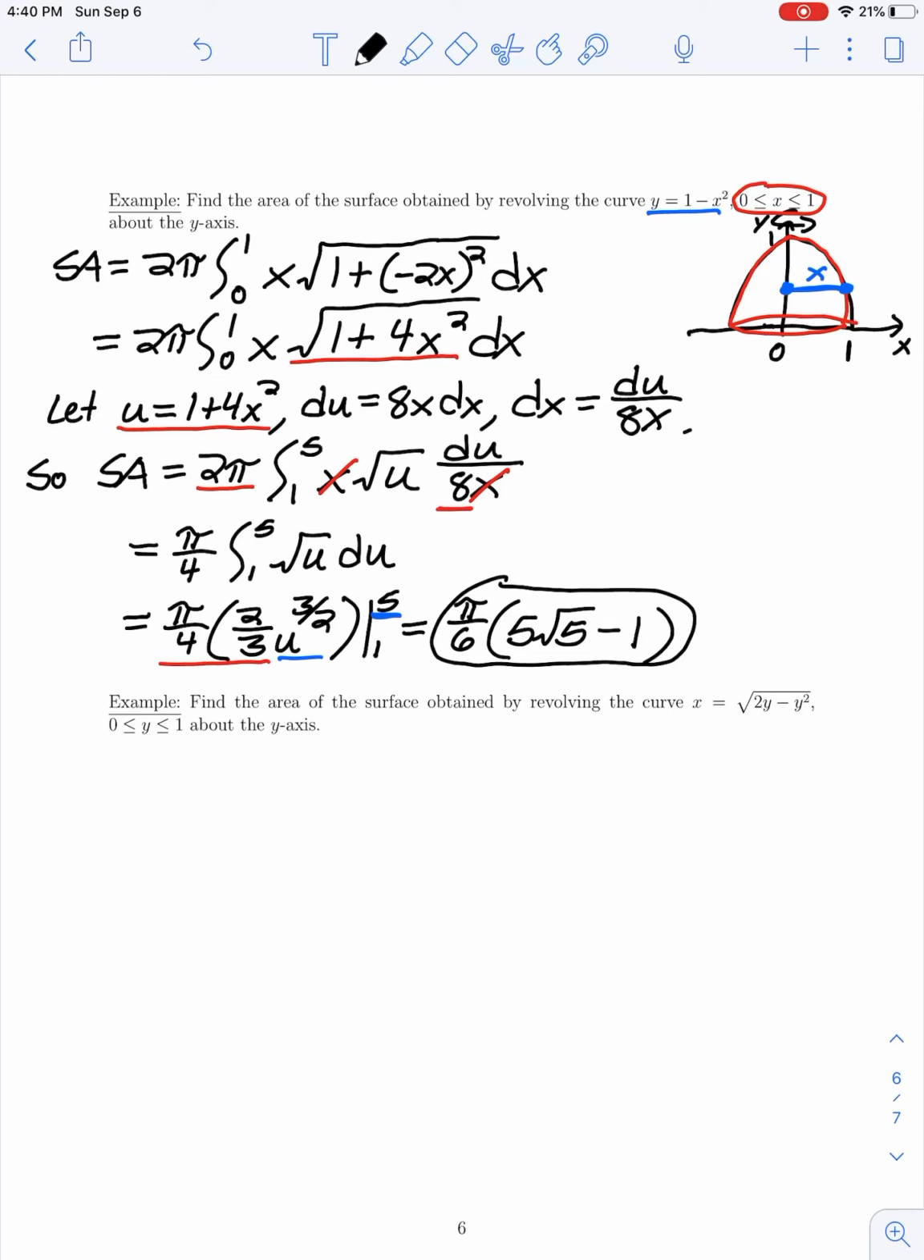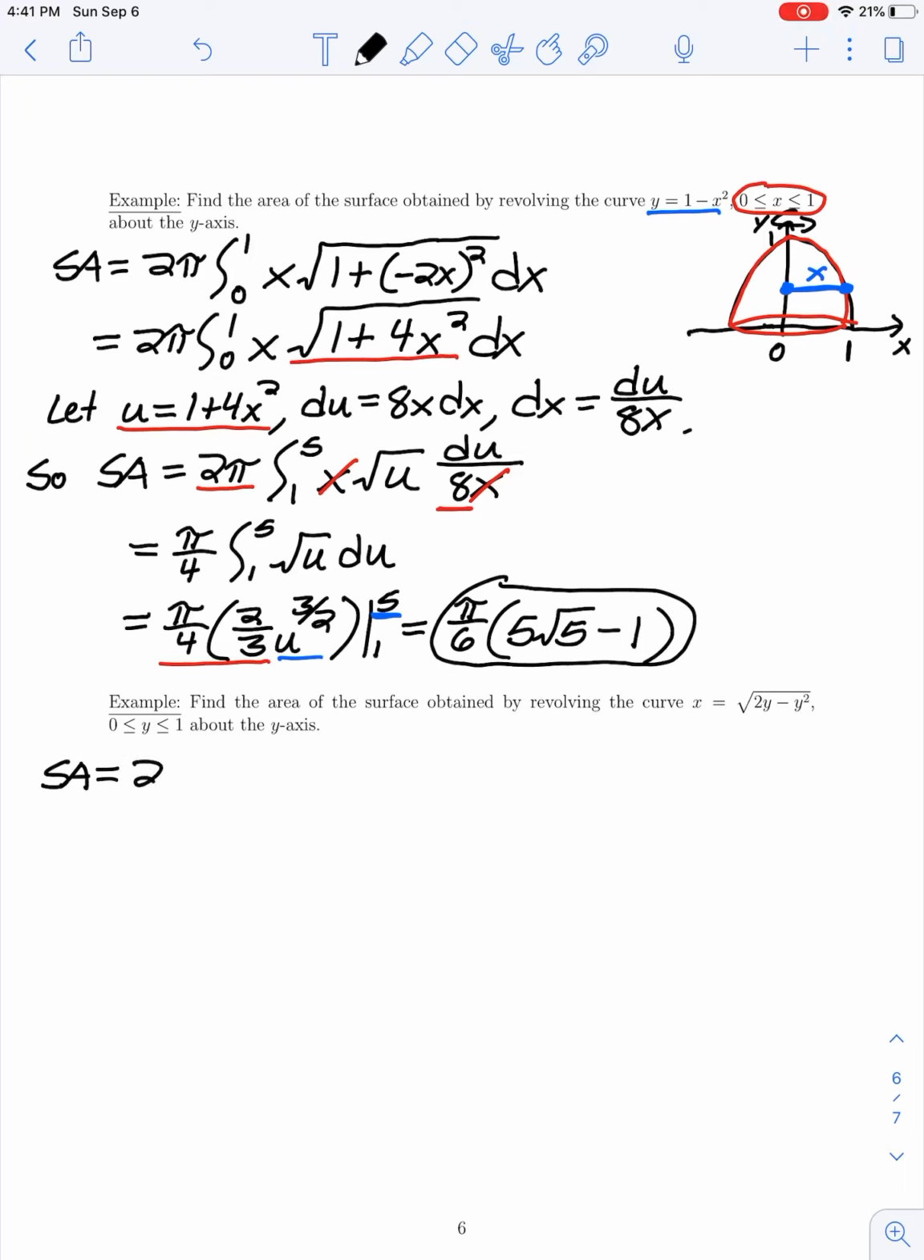Now for our last example, we'll consider the problem of finding the area of the surface obtained by revolving the curve x equals 2y minus y squared, where y ranges from 0 to 1, about the y-axis. So here, a little difficult to sketch. We may not know immediately what that curve looks like. So let's not sketch it here, but let's set up our integral for the surface area.